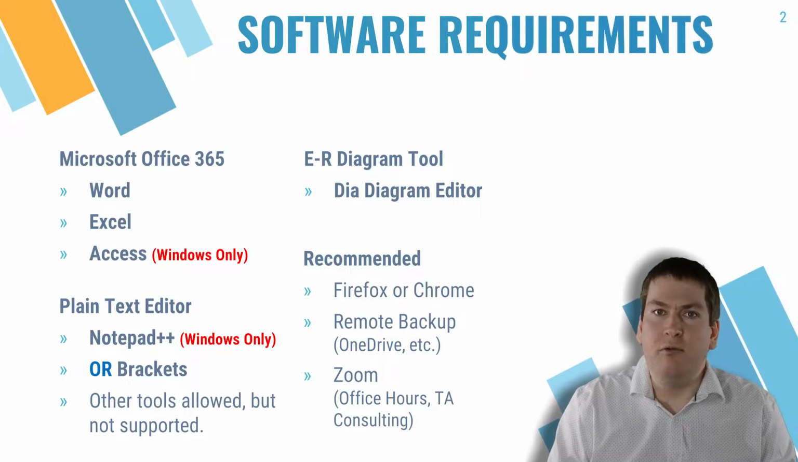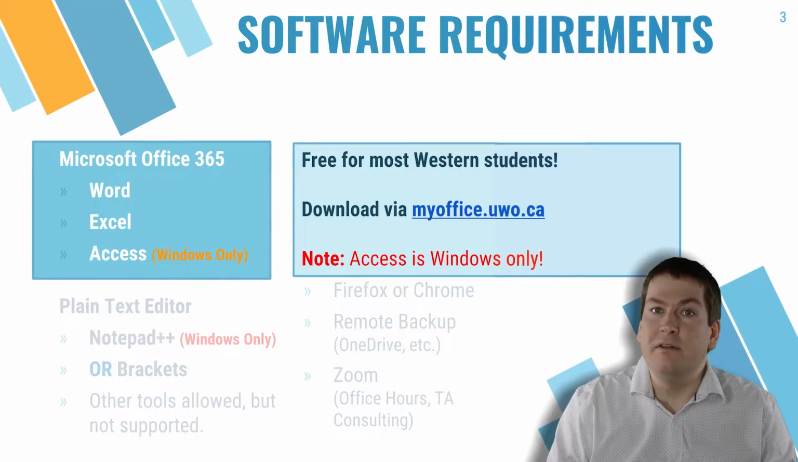So there's three main software packages that we have to worry about. The first one is Microsoft Office. Many of you will probably already have this installed on your own home computers, but it's important to make sure that we have these three main programs: Word, Excel, and Access. Access is probably the one that you might be a bit iffy about.